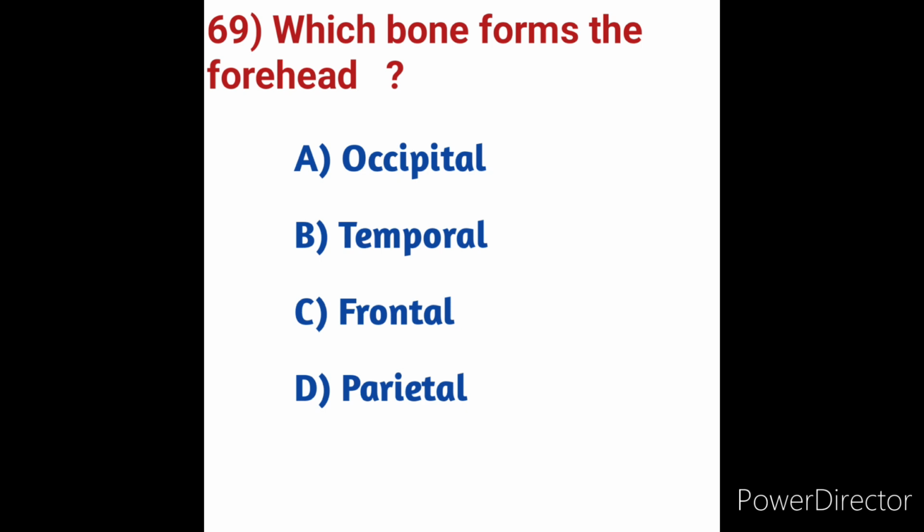The frontal bone is an unpaired shell-shaped bone that forms the anterior superior aspect of the cranium. It consists of four parts: squamous, two orbital and nasal. Orbital is two, squamous is one, nasal is one. So here are four parts in the anterior superior aspect of the cranium. So in these options, option C, frontal bone, is the correct answer. Next we'll move on to question number 70.